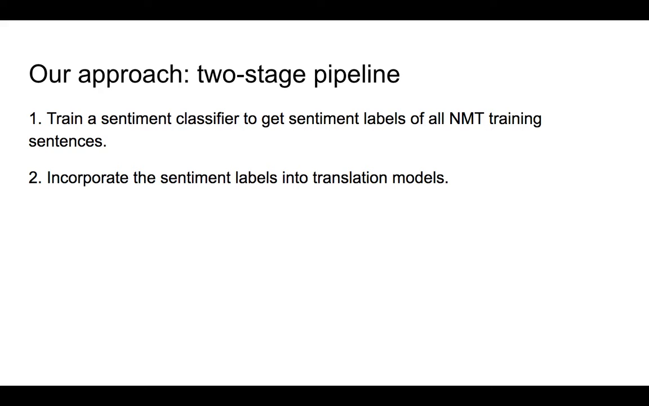So our approach is a two-stage pipeline. First, we train a sentiment classifier to get the sentiment labels of all the NMT training sentences, and then we propose some new methods to incorporate these sentiment labels into the translation models.